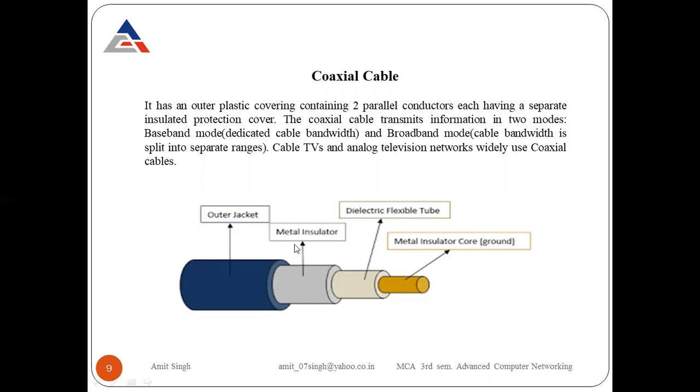And now the transmission mode is divided into two parts. First is baseband, which you can say is the dedicated cable bandwidth. What does it mean? Baseband means a dedicated link is created between the sender and the receiver.